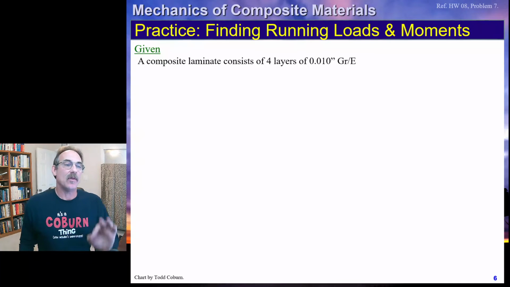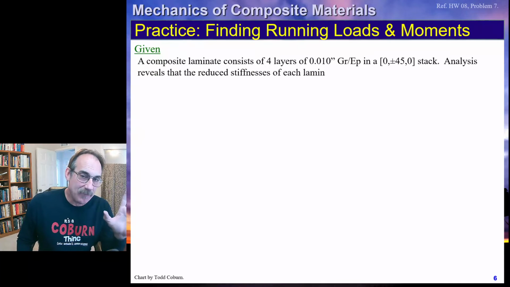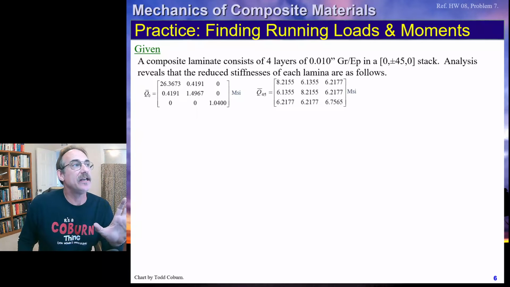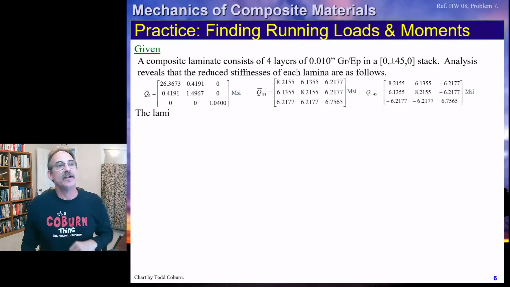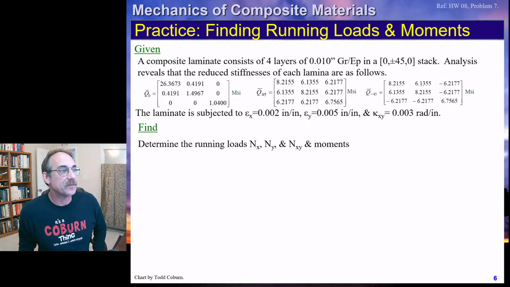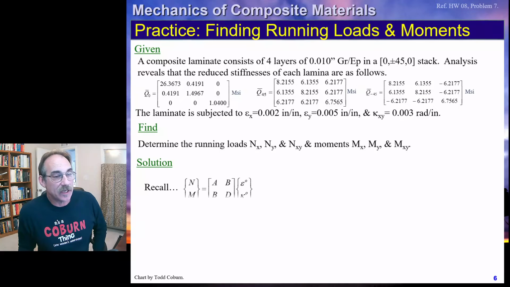All right, so now that we have constructed the A matrix, the B matrix, the D matrix, and the ABBD matrix, we're ready to use these and to find out how to calculate our running loads and moments. Now remember, these are our running loads and our moments given in terms of inch-pounds and inch-pounds per inch. We know that this relation is true.